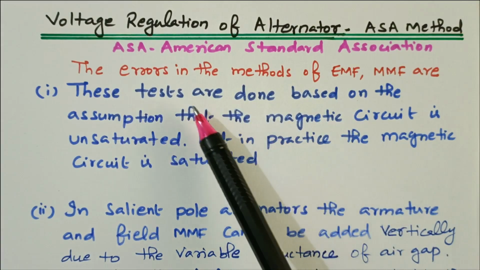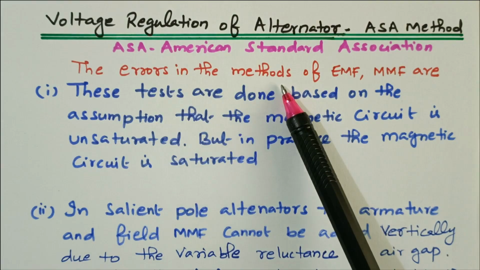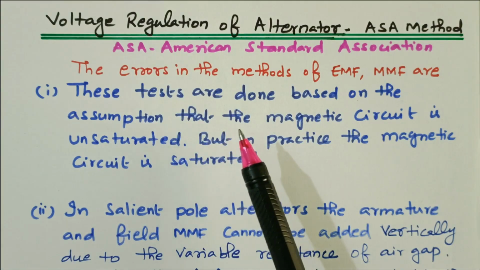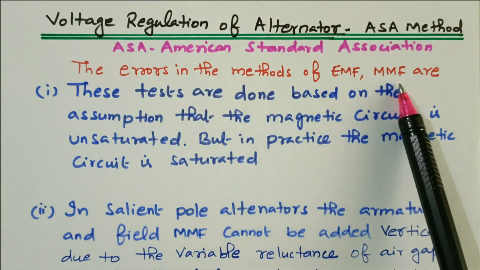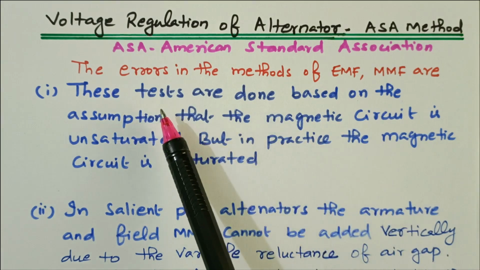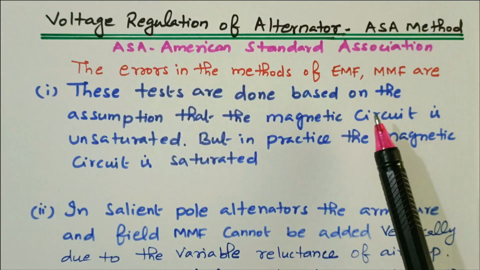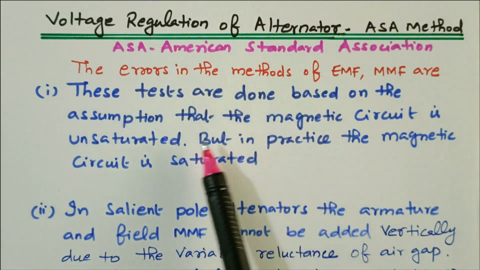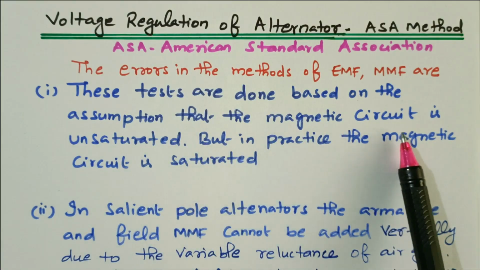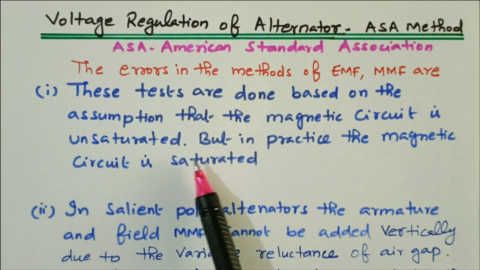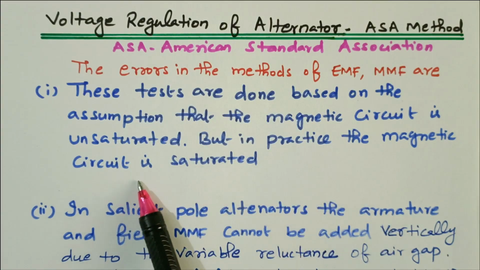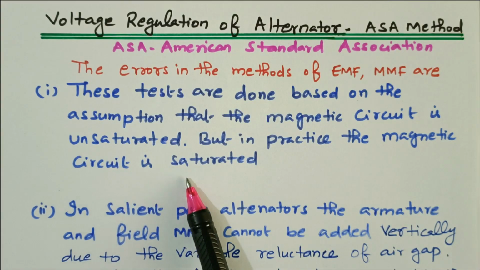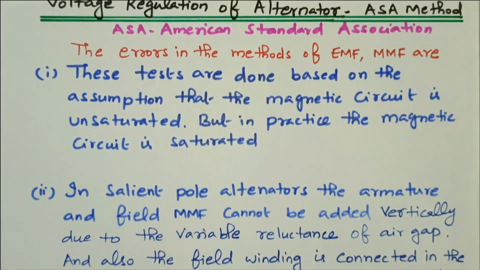Now we'll go to the topic, ASA method, voltage regulation of alternator. We know that there are so many methods available for voltage regulation of alternator. EMF, MMF methods are available. There are some errors in the EMF and MMF methods. These tests are done based on the assumption that the magnetic circuit is unsaturated, but in practice the magnetic circuit is saturated. So we assume the unsaturated condition, but practically it is saturated. So that is one of the errors.